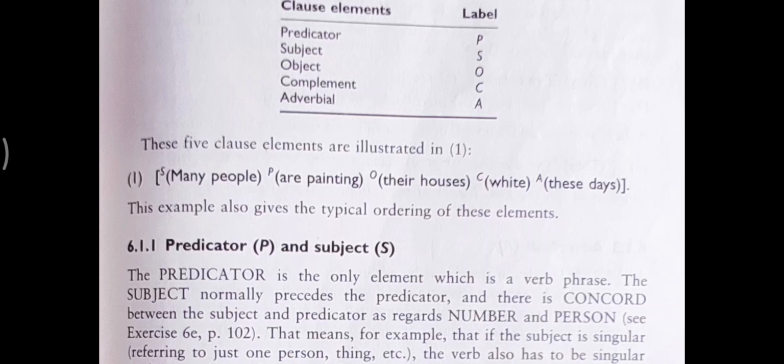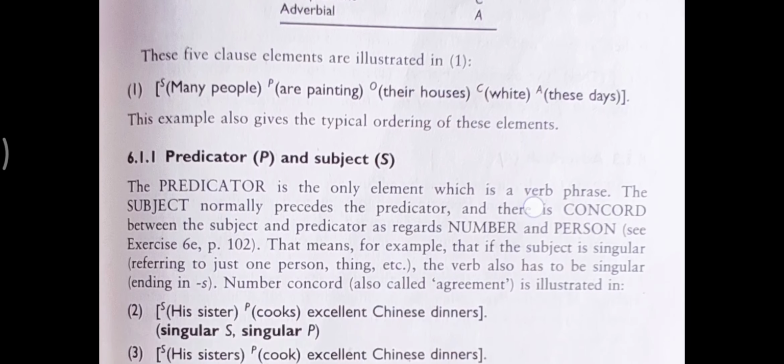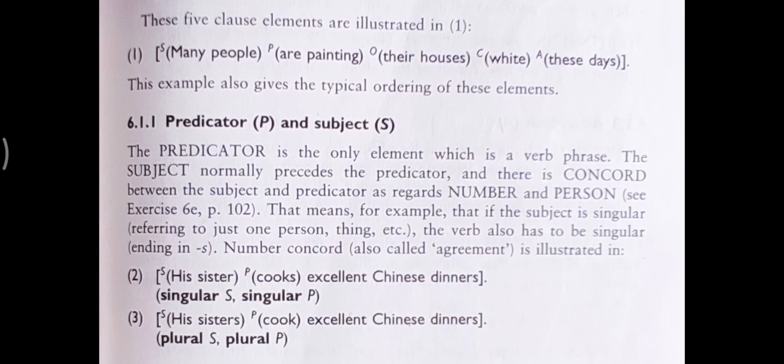It's white. The painting is the activity, object is their houses, and white is a complement, but it is a complement to the object. And as we have seen, this may be further illustrated as object complement, because white refers to their houses. These days is also one type of adverbial. So it's a noun phrase but it denotes the time.